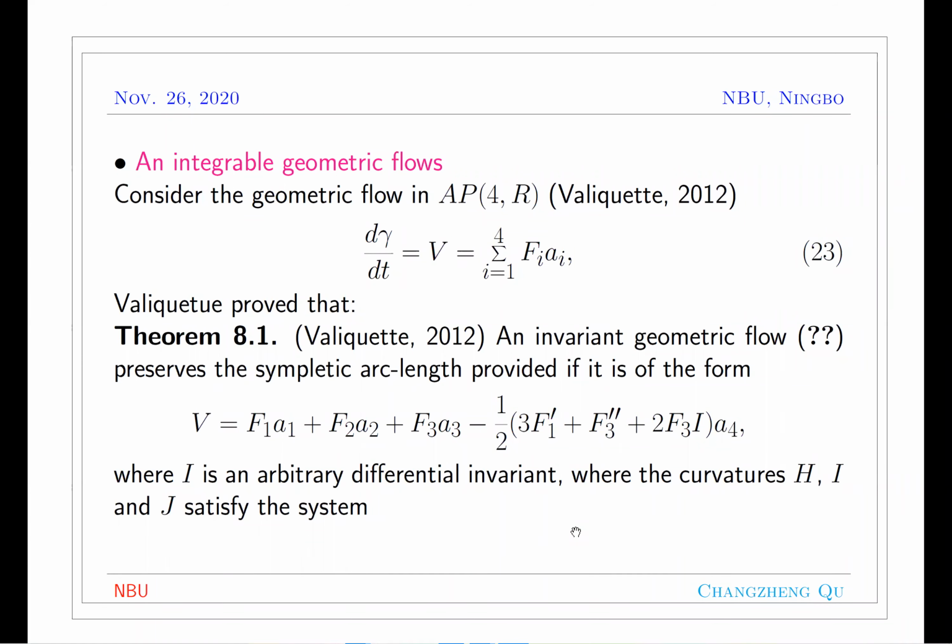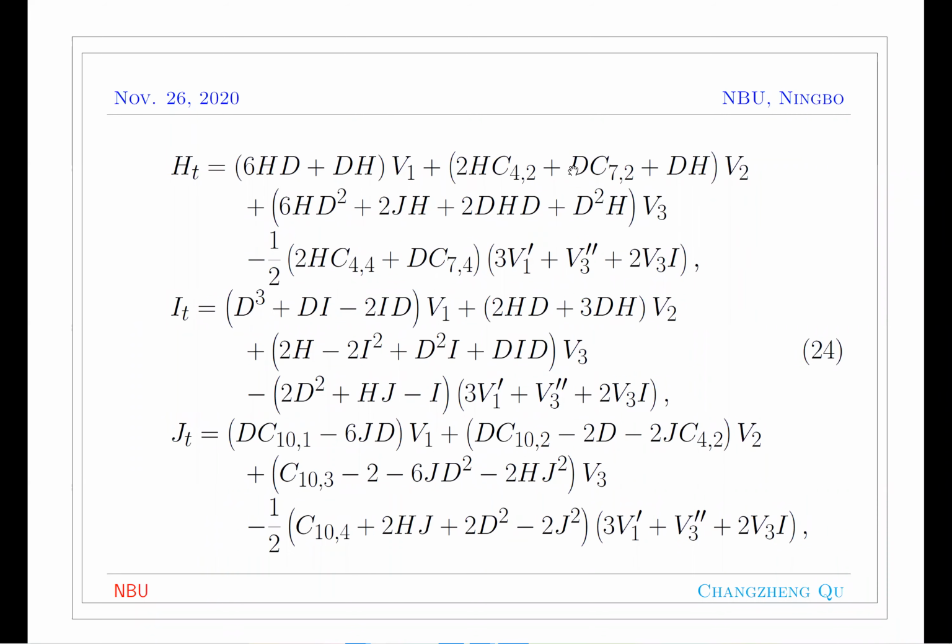Also the corresponding flow is this one. The different invariants in the affine symplectic case are H, I, and J. There are three different invariants. The invariants evolve with very complicated systems given by this one. Here V1, V2, and V3.